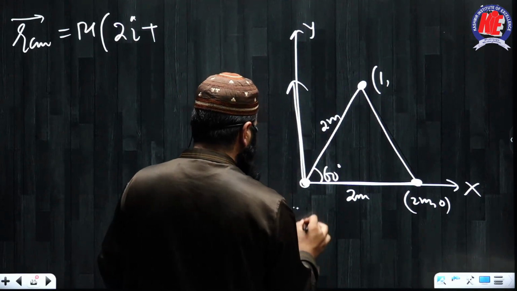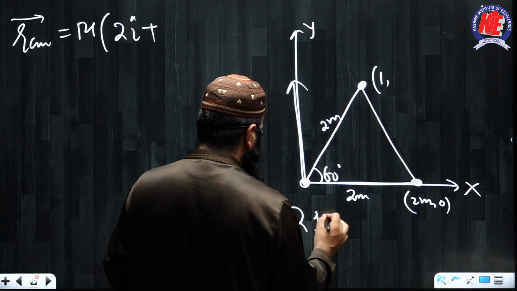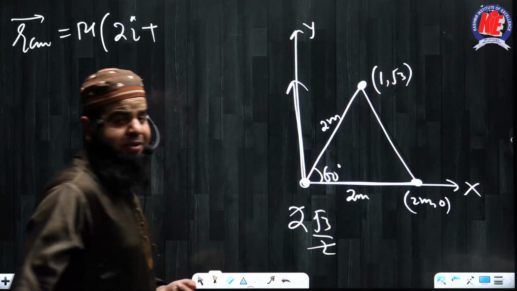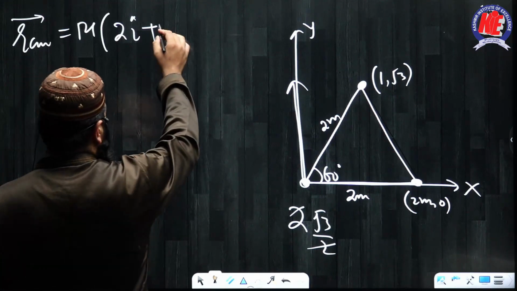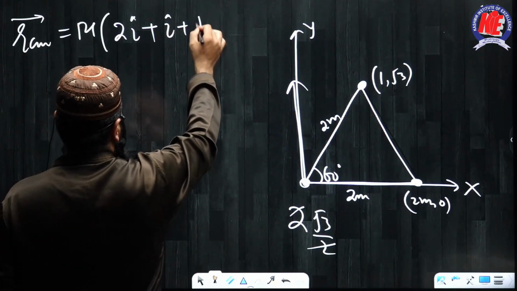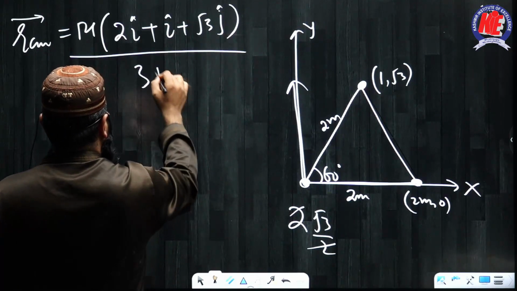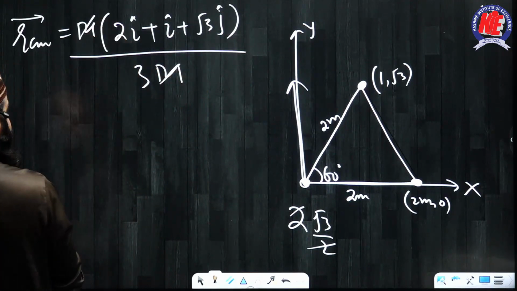तो 2 meters into sin 60 is root 3 by 2. 2 and 2 will go. तो इसका दूसरा coordinate, if I am not wrong, that will be the root 3. तो इसका position vector बनेगा I plus root 3j divided by the total mass, that will be the 3m. M and m will go. Can you help me please?